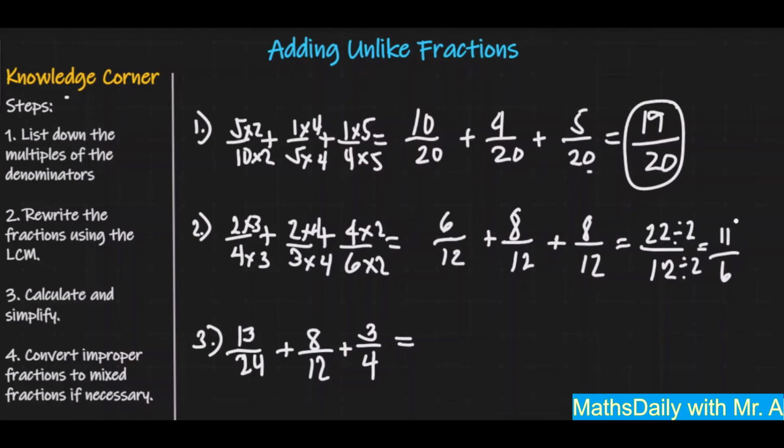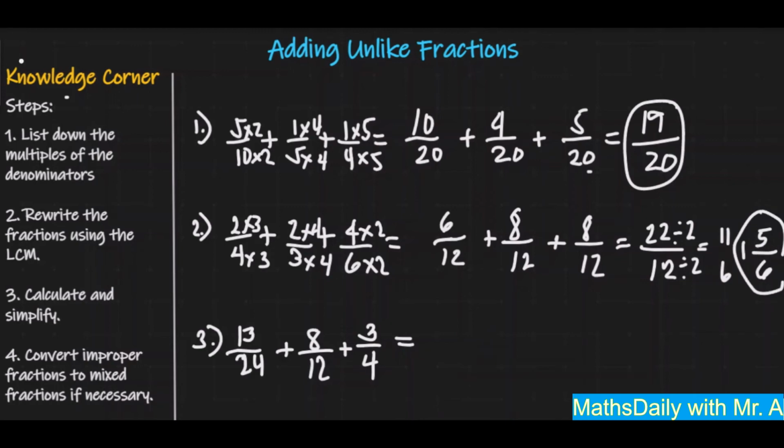So we can apply step 4 here, which is convert improper fractions to mixed fractions if necessary. So how to convert? Simply divide 11 by 6. So this will give us 1 and take the remainder 5 as the numerator and copy the denominator 6. Final answer is 1 and 5 over 6.